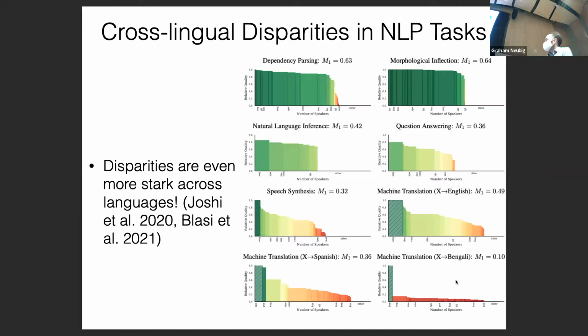So another thing is cross-lingual disparities in NLP tasks. What I was talking about before was all for English, just different varieties of English. And the differences are even more stark when you start talking about people who speak different languages. And these graphs are from a paper that we released recently about cross-lingual disparities in NLP performance.